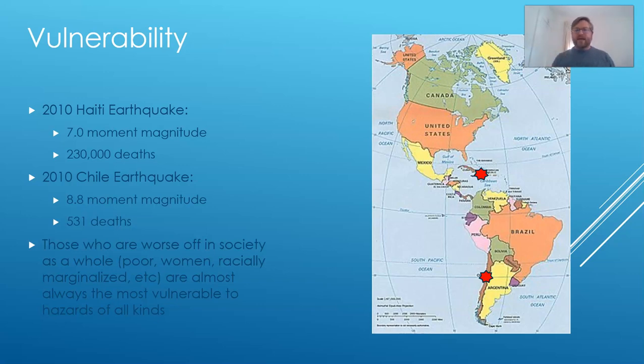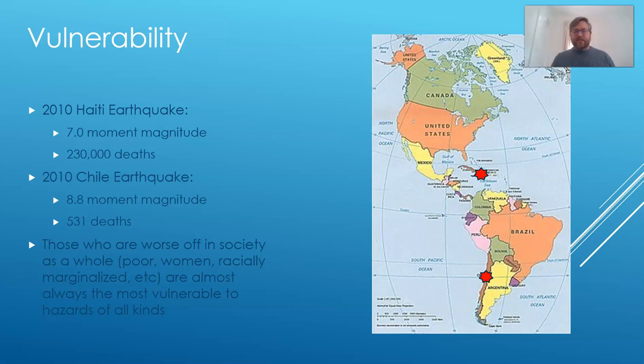So first we had an earthquake in Haiti. And this was a 7.0 on the moment magnitude scale. So this is a pretty big earthquake. And this earthquake resulted in 230,000 deaths. So this was an absolutely devastating earthquake, killed an enormous number of people, and there was a ton of loss of money and property and buildings and stuff on top of that, and many more people injured and so forth. So this was just an absolutely devastating earthquake in Haiti.